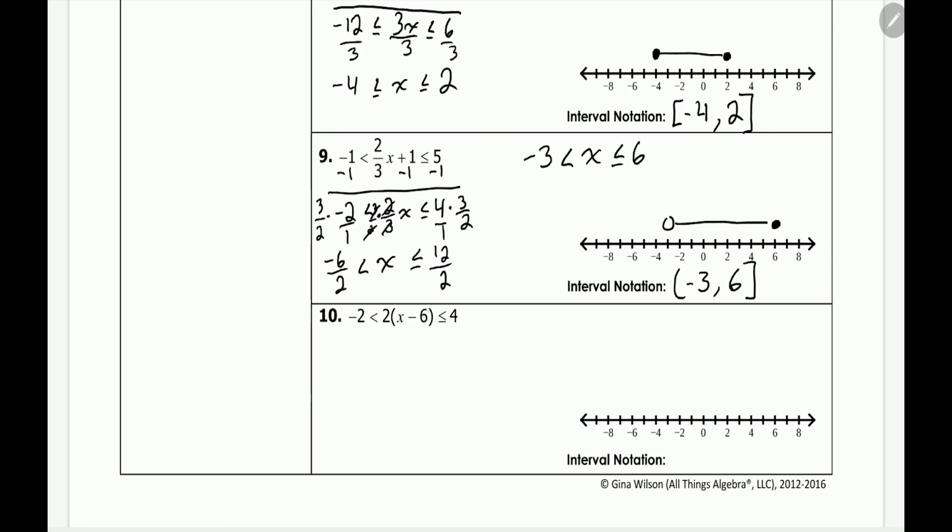Finally, number 10. First step for this guy is to rewrite it. So we have negative 2 is less than 2 times the quantity x minus 6 is less than or equal to 4. All right, distribute the 2. So we have 2 times x, 2 times negative 6, which is negative 12, less than or equal to 4. Add 12 to everything.